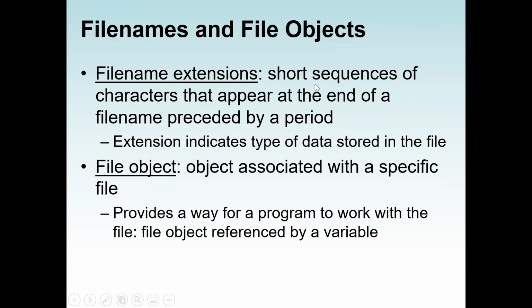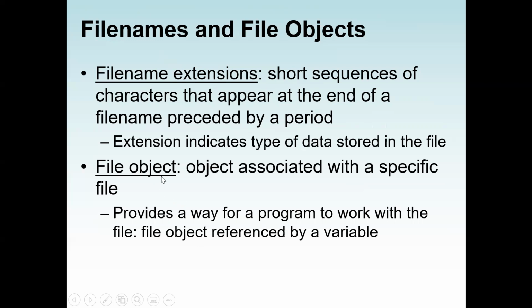So a file name extension is a short sequence of characters that appears at the end of the file name, preceded by a period. And this file extension is very important because that's how the operating system can identify what type of file we have. So if I have a file named balance.java, it means it's a Java file, or balance.doc, it means a Microsoft Word document.